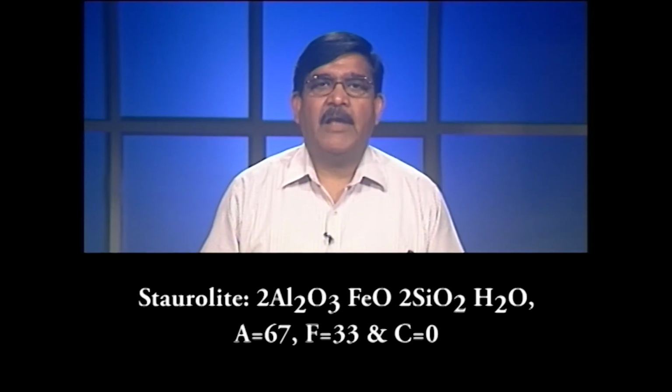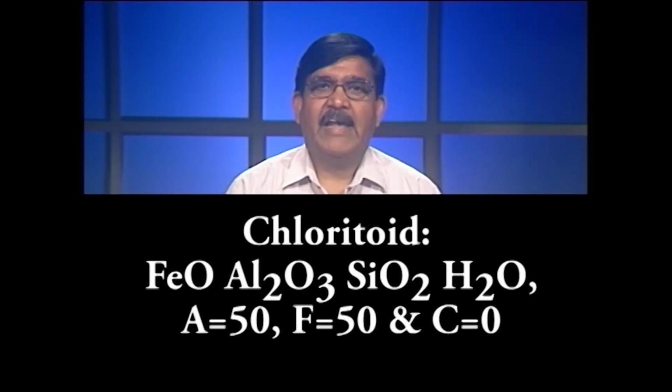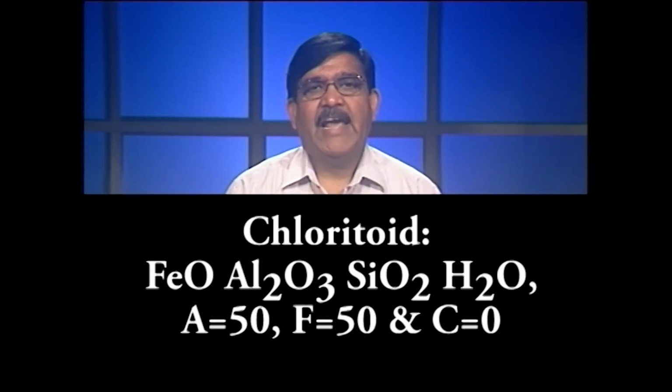Staurolite, the chemical formula of staurolite is 2 Al2O3, FeO, 2 SiO2 and H2O. A equal to 67% and F equal to 33% and C equal to 0. Chloritoid, FeO, Al2O3, SiO2, H2O. Therefore, A equal to 50%, F equal to 50% and C equal to 0.